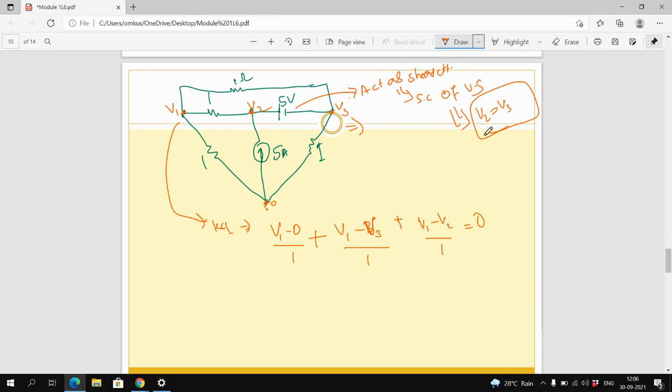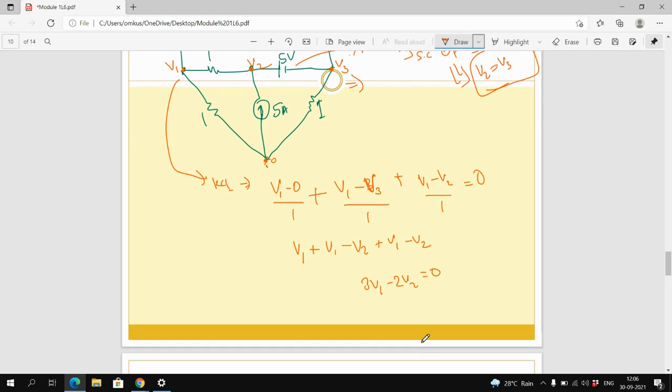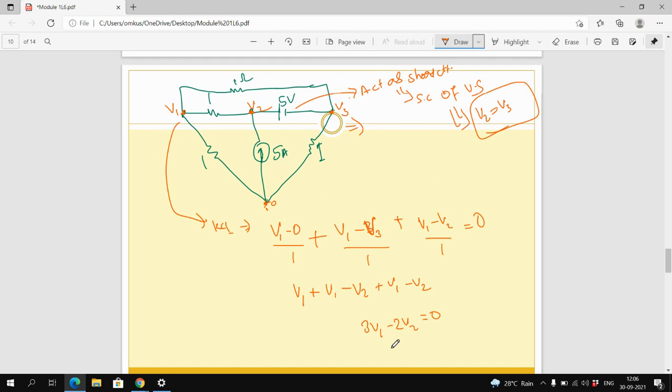Now V2 and V3 are equal, so replace any one of them. So I will replace V3 with V2. Okay, so this is V1 plus V1 minus V2 plus V1 minus V2. Now this is 3V1 minus 2V2 equal to 0, right. 3V1 minus 2V2 equal to 0. Now when you solve this, you will get V1 equal to 2 by 3 V2.